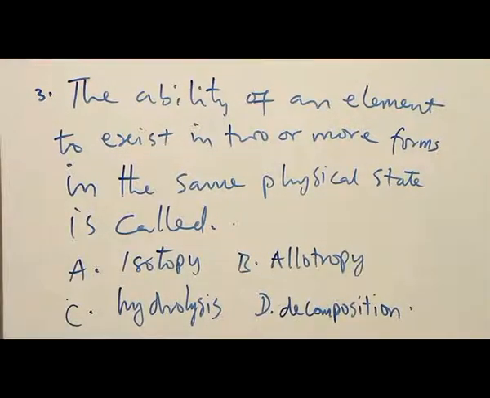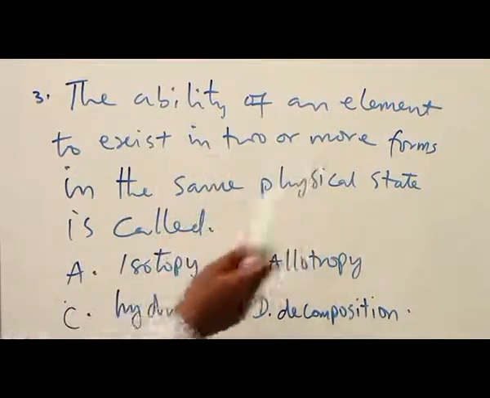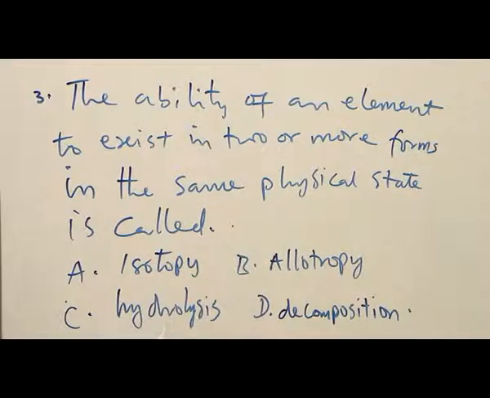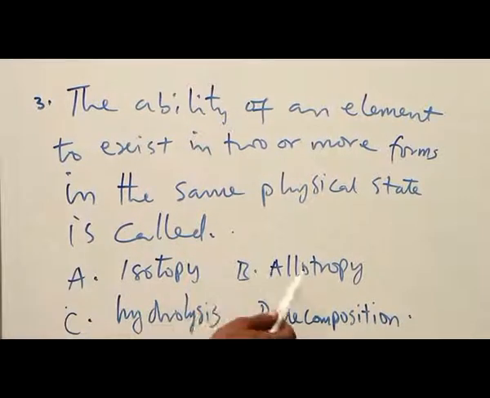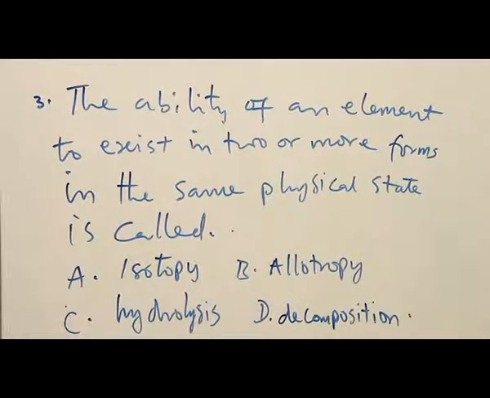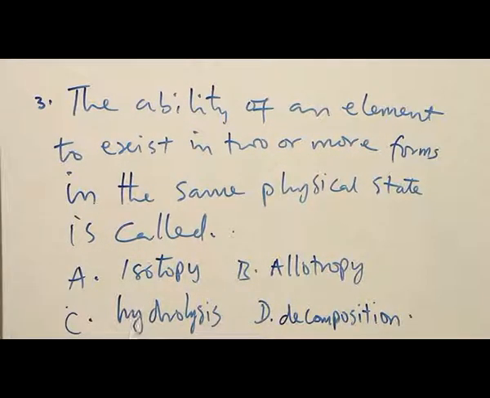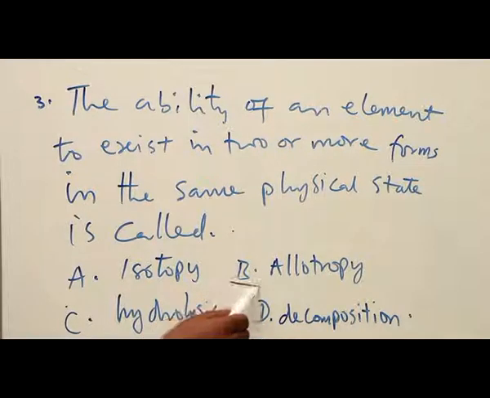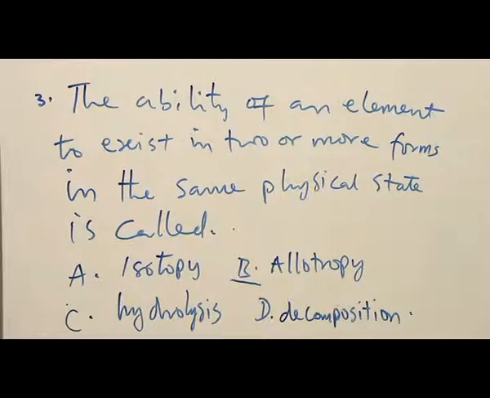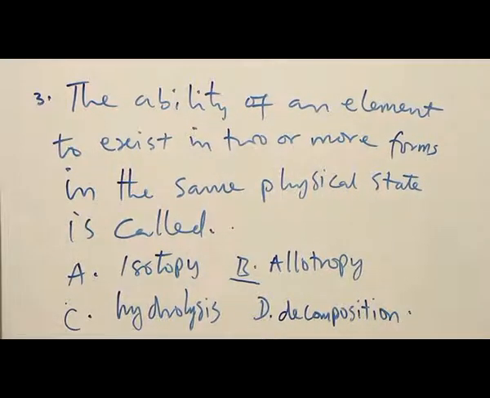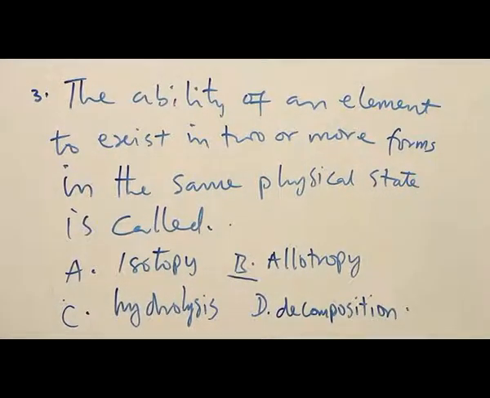Number 3. The ability of an element to exist in two or more forms in the same physical state is called: A. Isotopy, B. Allotropy, C. Hydrolysis, and D. Decomposition. The correct answer is option B, allotropy, because allotropy is the ability of an element to exist in two or more forms in the same physical state. The rest do not fit this definition.